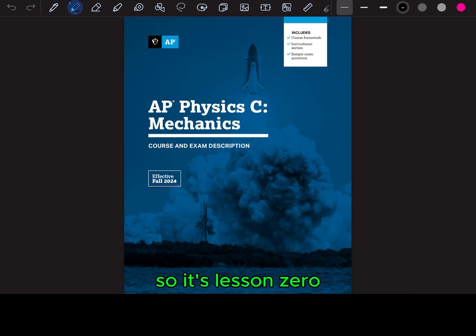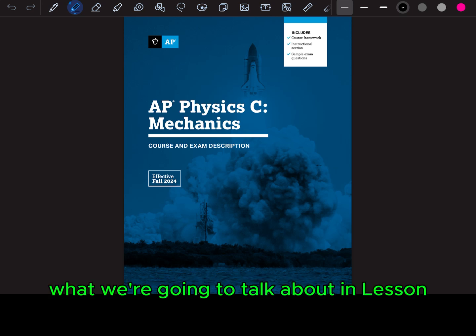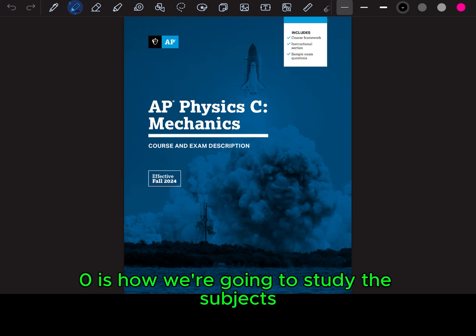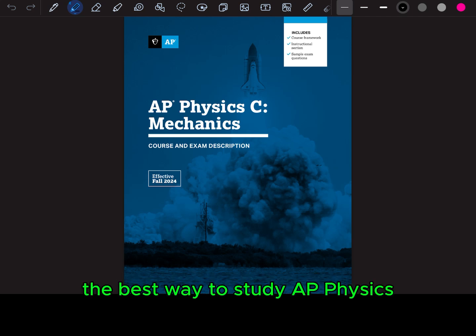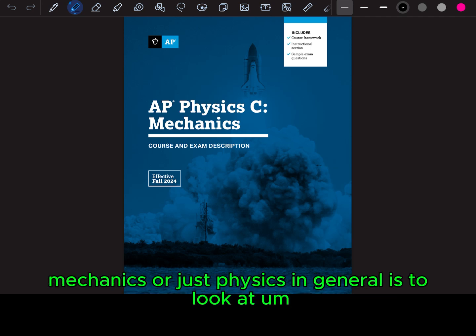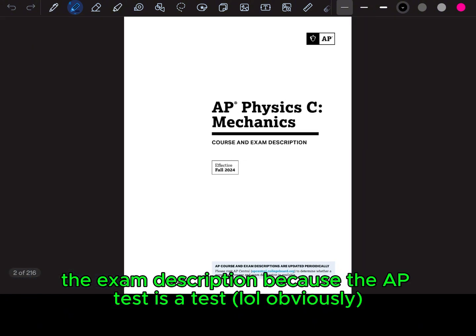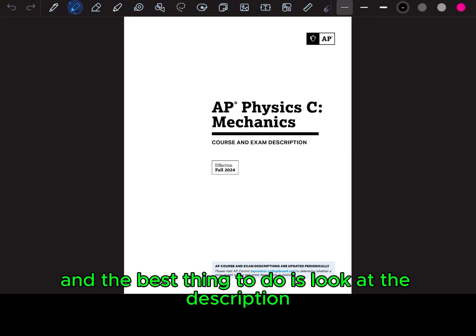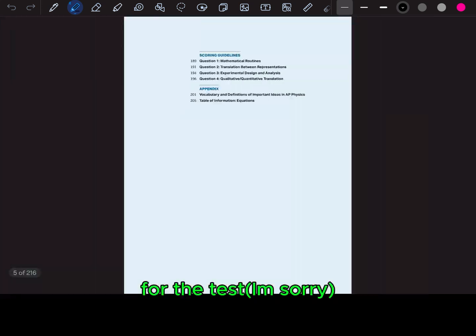So it's lesson 0. What we're going to talk about in lesson 0 is how we're going to study the subjects. The best way to study AP Physics Mechanics, or just physics in general, is to look at the exam description because the AP test is a test. And the best thing to do is look at the description for the test.